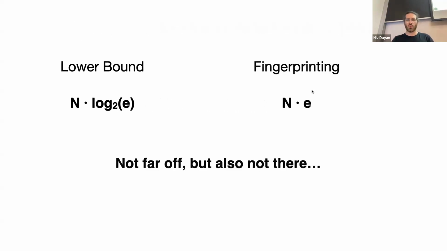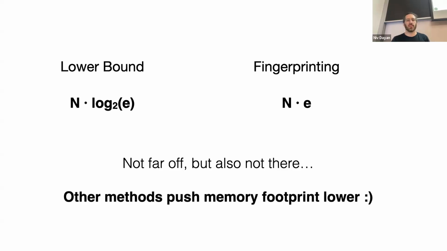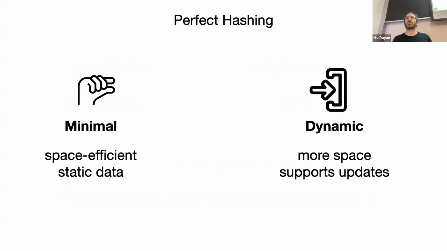And we are at n times e. What's e? E is something like 2.7. So we're not quite there, but we're pretty close. And actually, there are other papers that are more complicated that do better and are able to approach this. Okay, good. That just allows us to know how good we are theoretically. All right, so that's all I wanted to say about minimal perfect hashing.